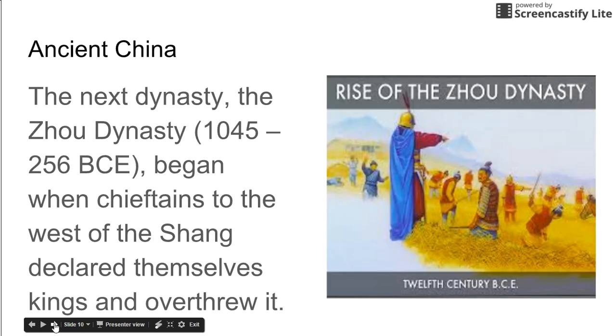The next dynasty, the Zhou, lasted between 1045 and 256 BCE. It began when chieftains to the west of the Shang declared themselves kings and overthrew the Shang dynasty.